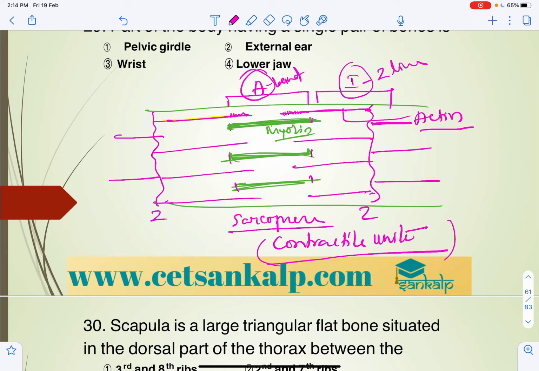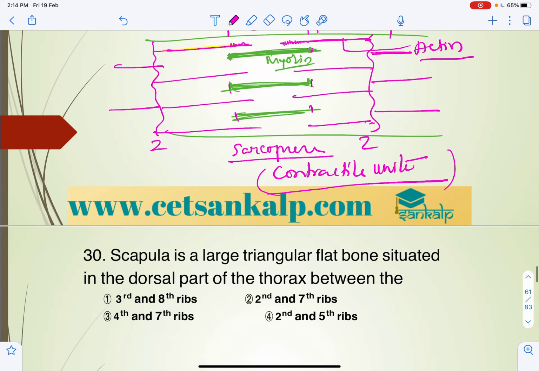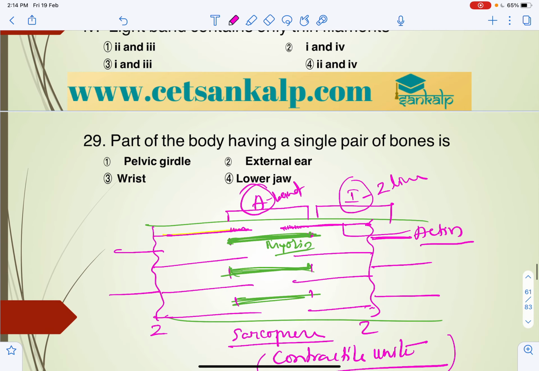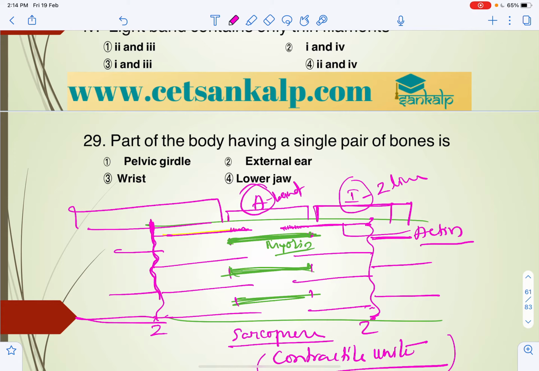And next, so one, that is correct, where we can say present at the center of the I band. So if this is the I band, so from here to here, if you're going to say this is the center of the I band, in the center of the I band we can see Z line. This is what?